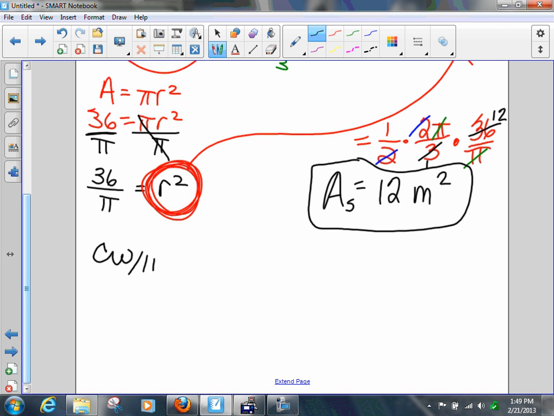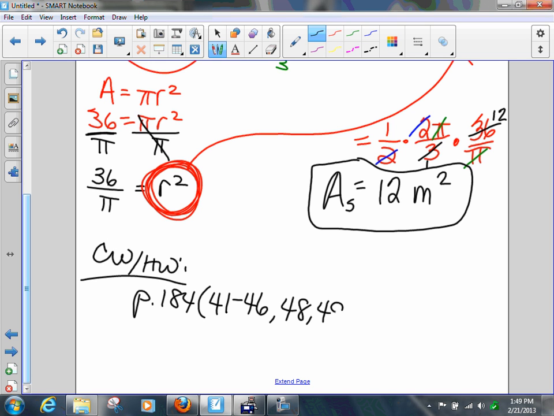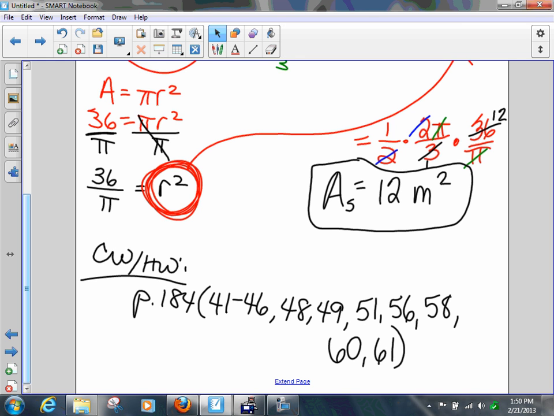Here's what you've got to do. Here we go, page 184. 41 through 46, 48, 49, 51, 56, 58, 60, and 61. You've got this. Okay?